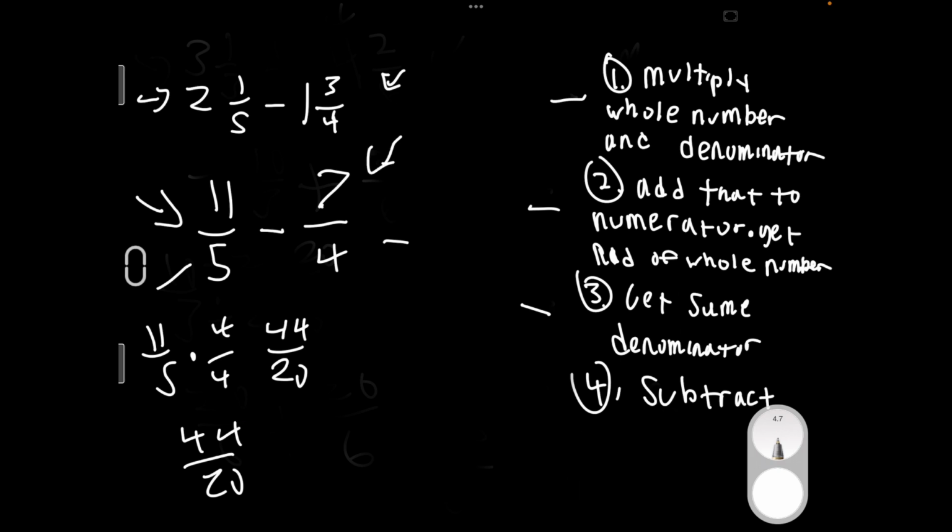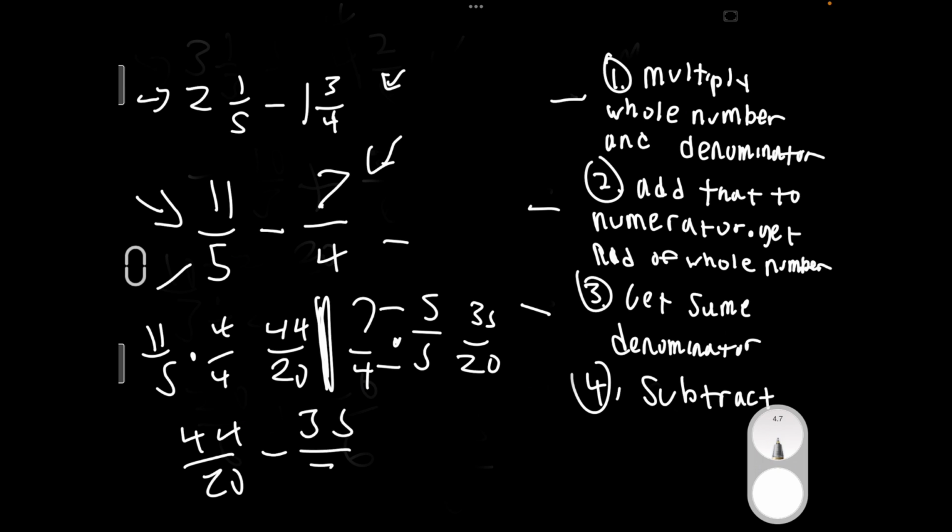For the second fraction, to get 20, we're going to have to multiply it by 5. So 7 over 4 times 5. It would be 35, because 7 times 5 is 35, and 20, because 4 times 5 is 20. So the final thing would be 35 over 20. Now we can finally move to the final step, where we get the answer. We just subtract. Since we have the same denominators, we can finally subtract. So 44 minus 35, that's just going to be 9. And our final answer is going to be 9 over 20.